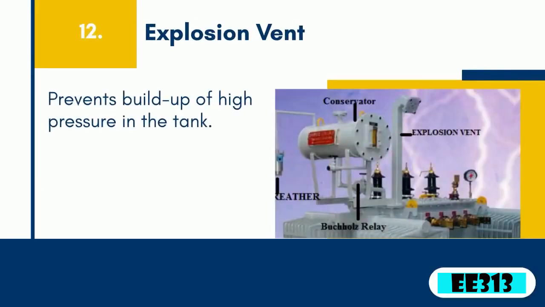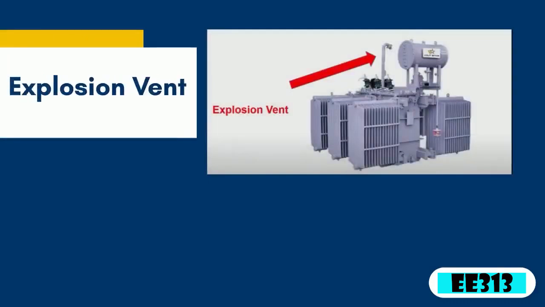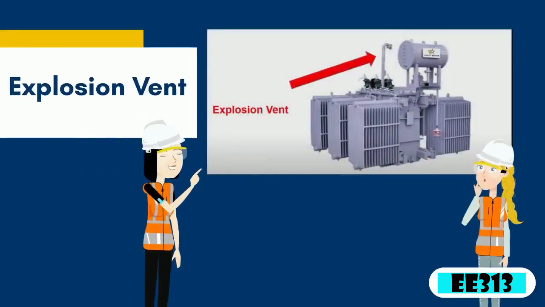Explosion vent prevents buildup of high pressure in the tank due to gas formation caused by oil disintegration. It acts like a diaphragm that will open or let the system breathe when the gas pressure reaches a certain predetermined value.